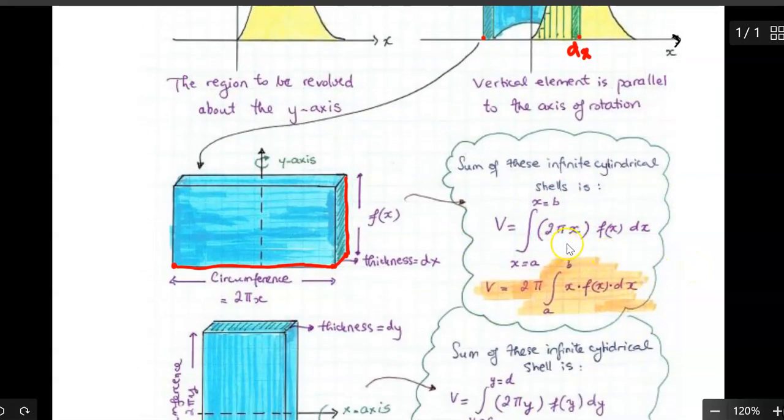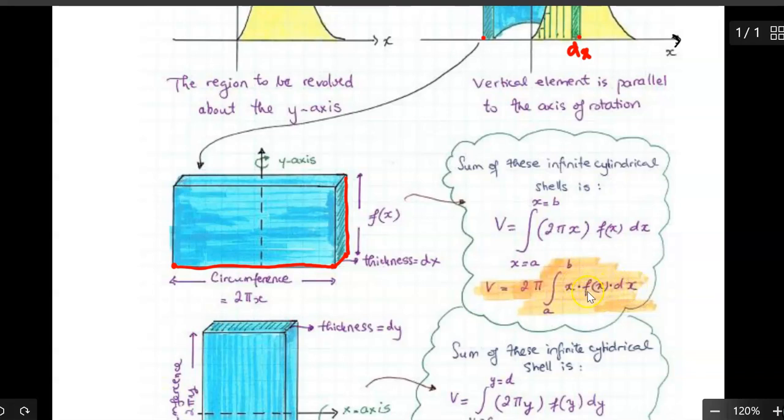According to the properties of integration, I can bring the constant across the integral sign. 2 is a constant, pi is also a fixed number, so I can bring 2 pi across the integral sign. In the end, my formula becomes: volume equals 2 pi times the definite integral, where a is the lower limit and b is the upper limit, of x times the function f(x) times dx.